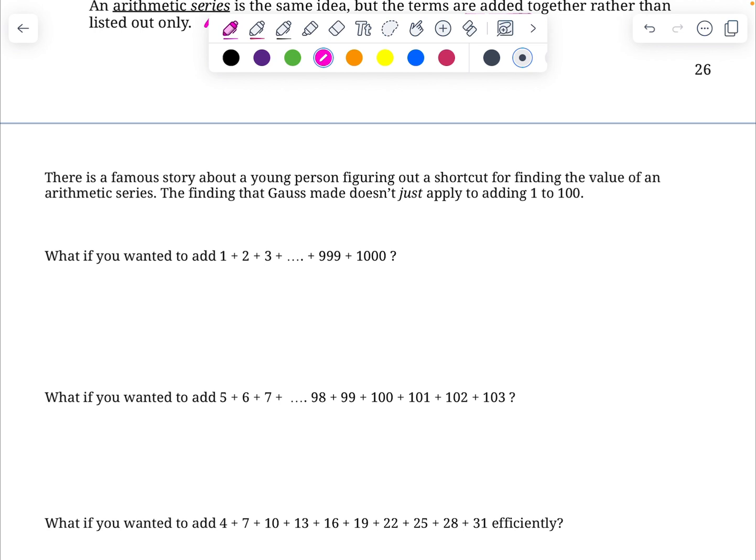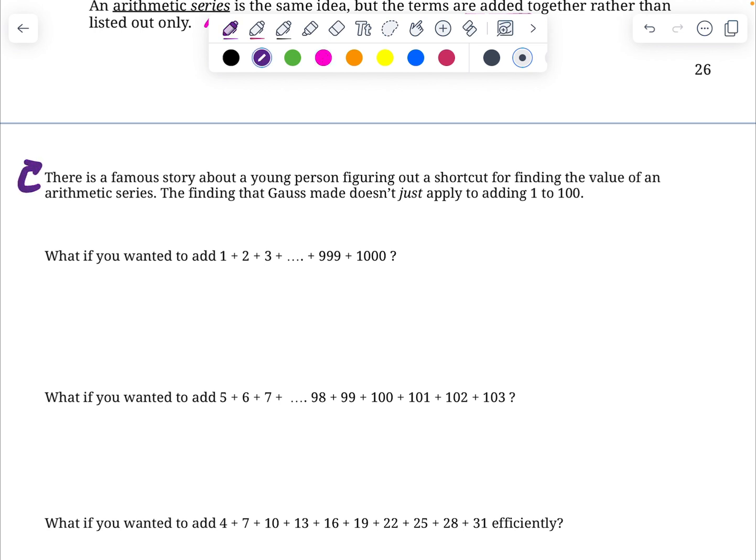The finding that this person made doesn't just apply to adding 1 to 100. It applies when you're adding any sort of term. Okay, so to illustrate what I'm talking about, let me first point out that you could certainly just brute force add up any number of numbers. But your time is valuable, right? Everybody's time is valuable. So there has to be a more efficient way to add up numbers if they follow a consistent pattern.